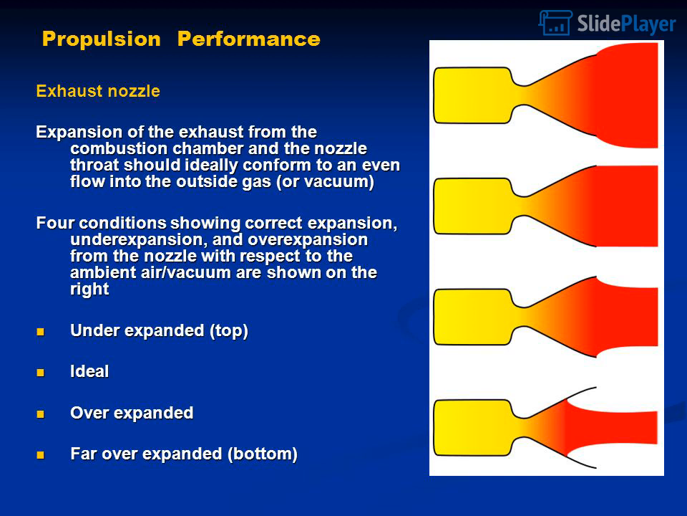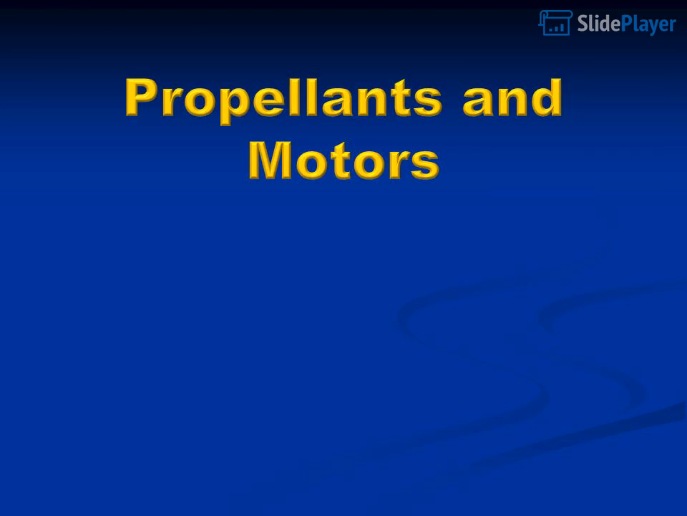Propulsion performance. Exhaust nozzle. Expansion of the exhaust from the combustion chamber and the nozzle throat should ideally conform to an even flow into the outside gas, or vacuum. Conditions showing correct expansion, under-expansion, and over-expansion from the nozzle with respect to the ambient air/vacuum are shown on the right. Under-expanded, top; ideal; overexpanded; far overexpanded, bottom. Propellants and motors.